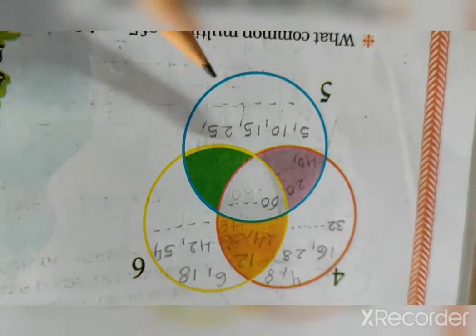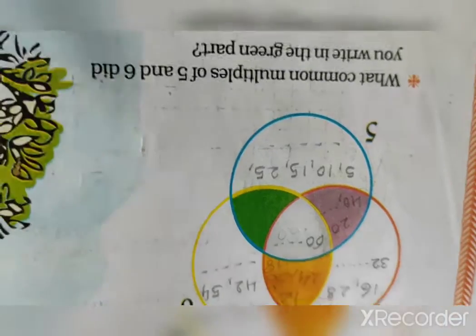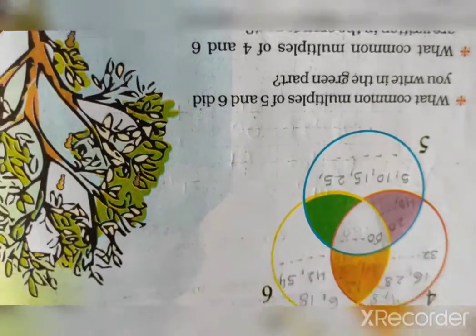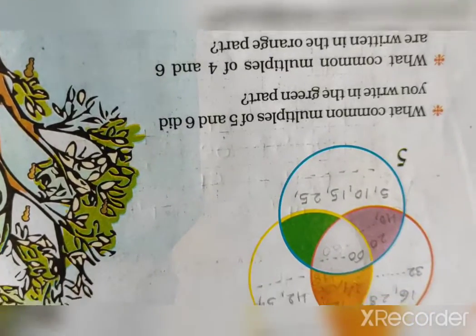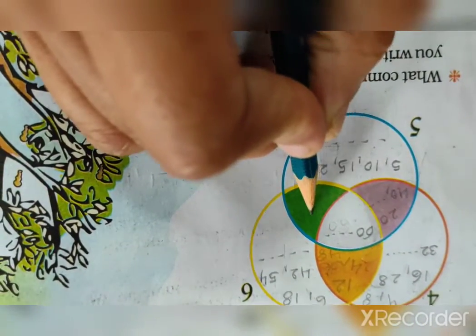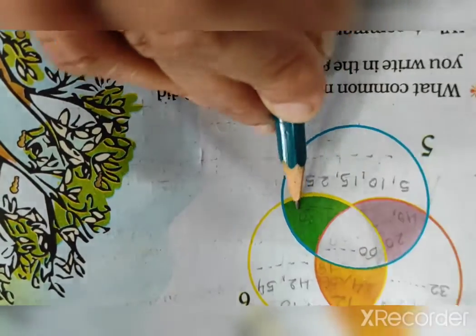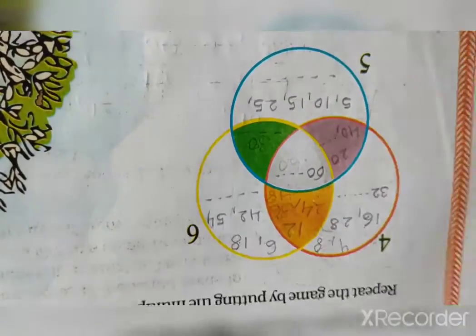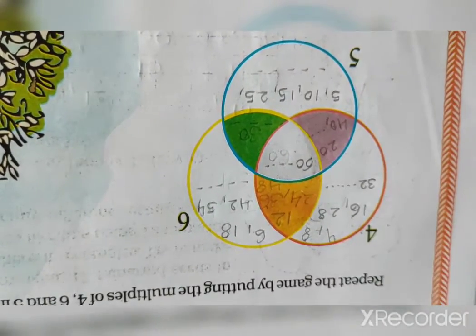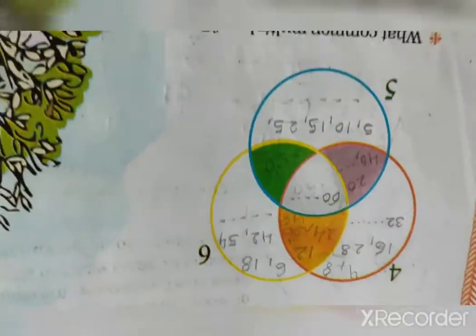Okay, now see here, what common multiples of 5 and 6 did you write in the green part? In the green part we write the common multiples of 5 and 6, so we write 30 and so on. After that, what common multiples of 4 and 6 are written in the orange part? In the orange part: 12, 24, 36, 48 and so on.